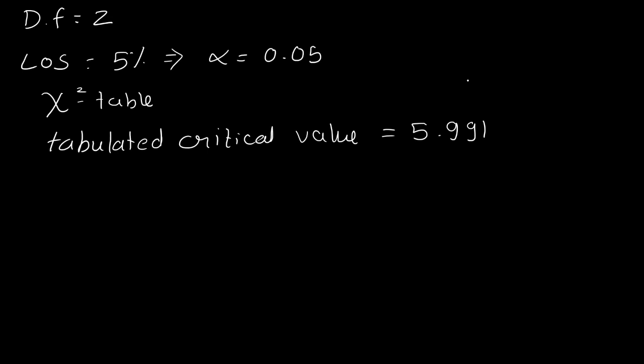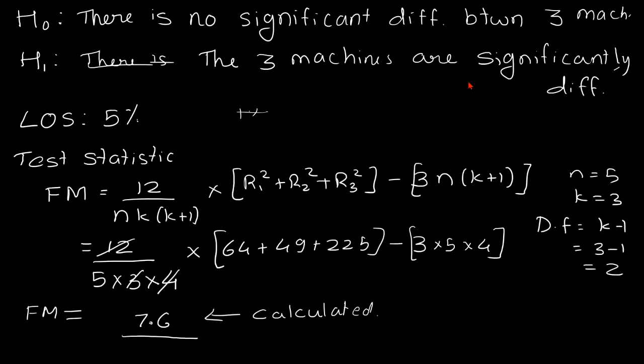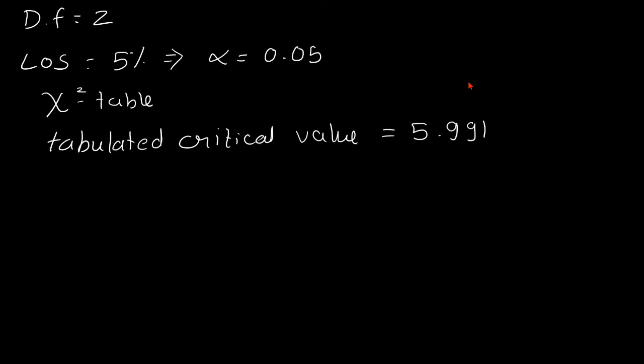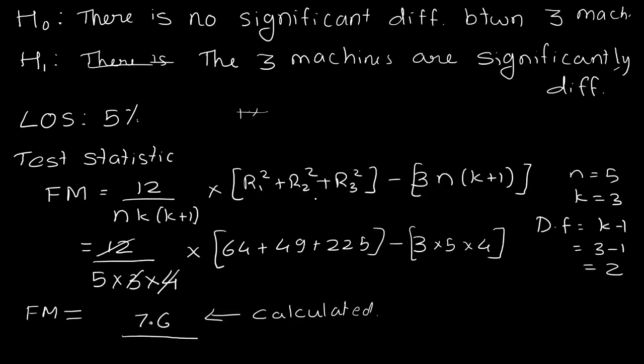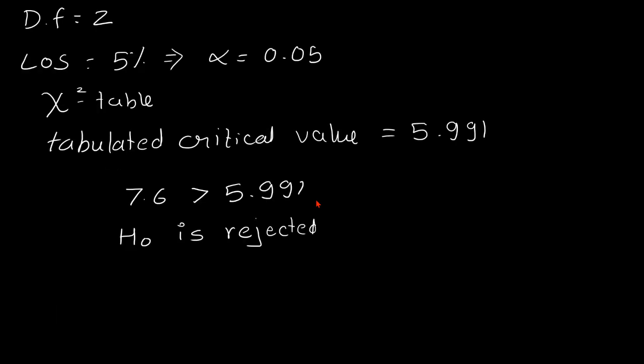Now obviously my FM, the calculated value 7.6, is greater than this 5.991. That means my null hypothesis H naught is rejected. That means there is a significant difference between these three machines. That is my conclusion: there is a significant difference between the machines.